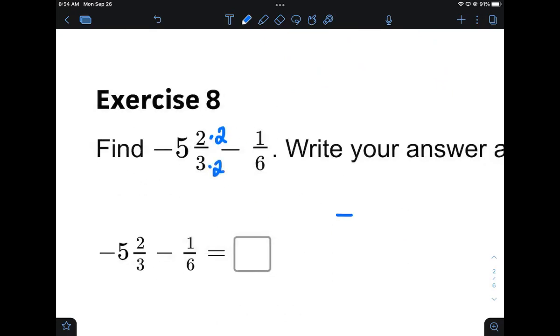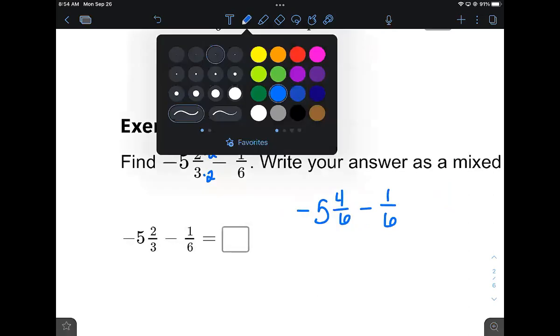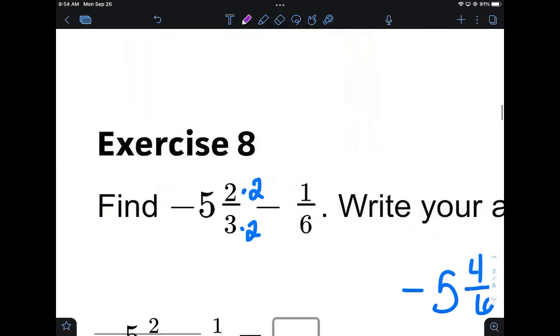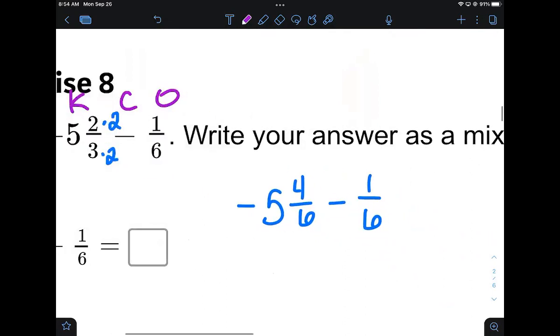So this would be -5 4/6 minus 1/6. But remember what we did for subtraction last chapter. Subtraction was always keep change opposite. And so it's probably to our advantage here if we go ahead and do that, because addition wars only works if you have an addition problem. So we could keep this as -5 4/6, change it to plus, and then make this -1/6. Now it's an addition problem.